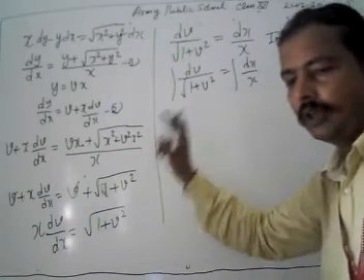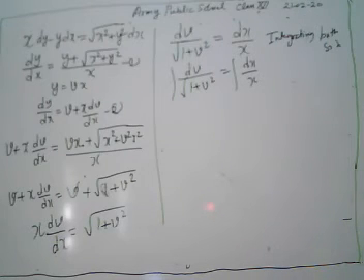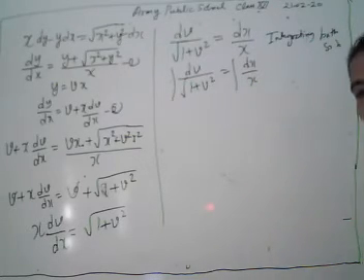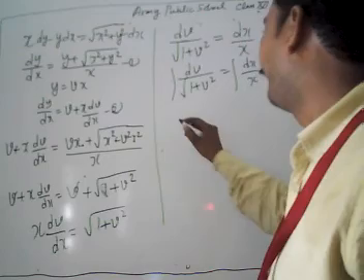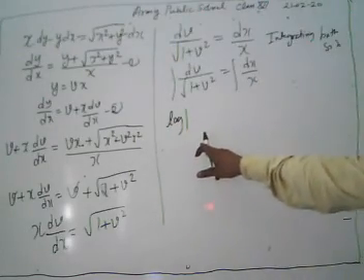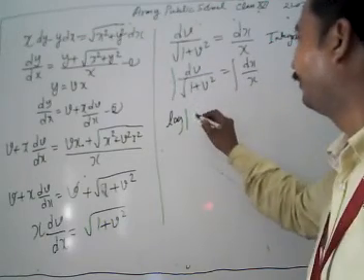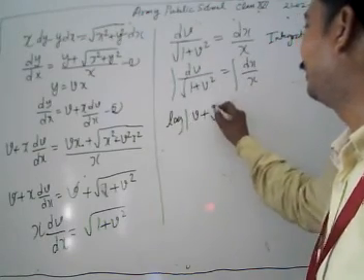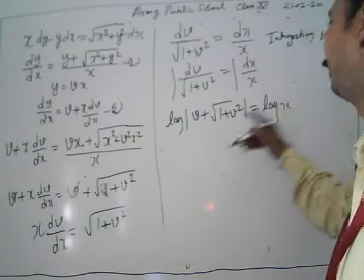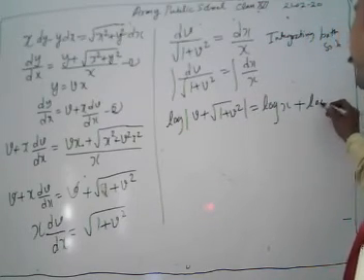Now look, what is the integration of dv upon under root 1 plus v square? The integration of dx upon under root a square plus x square is log of mod x plus under root a square plus x square. Here we get log of v plus under root 1 plus v square equal to log x, and since both are in log, we take log c.